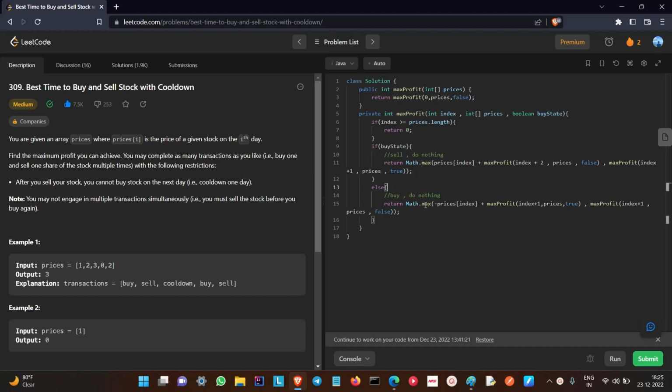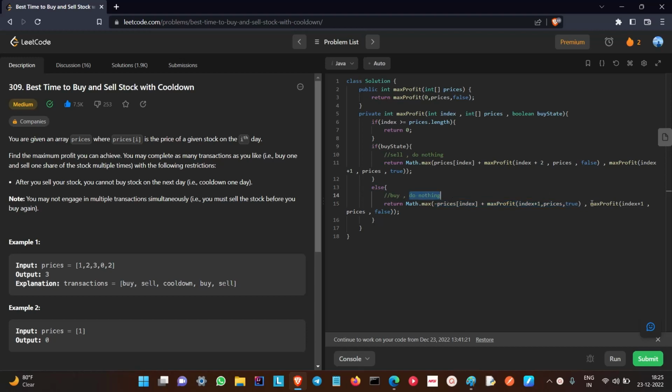And else, when the buy state is false, either we can buy the stock or skip to next day. So when we buy the stock, the profit will be reduced by the price at which we have bought. Along with it, we'll try to find the maximum profit out of moving to next index. So when we move to next index, we pass the value true since we have bought the stock, so buy state will be turned to true. So this is the maximum profit we get when we buy the stock.